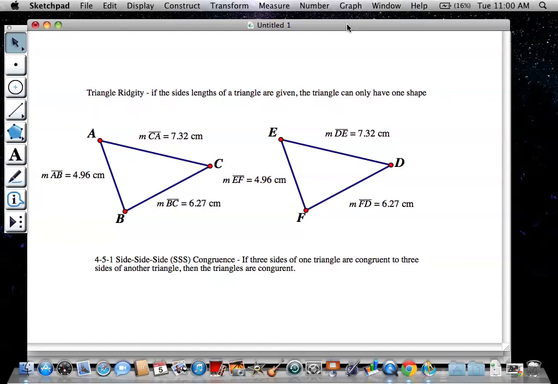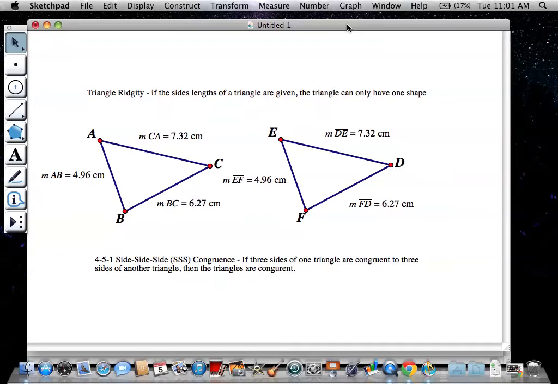Chapter 4, Section 5 is triangle congruency by using side, side, side, and side angle side. Basically, these two theorems are how we take information from the triangle and prove that two triangles are congruent. So triangle rigidity is if the side lengths of a triangle are given, then the triangle can only have one shape. So if you have all the sides, you can only have one shape associated with that triangle.